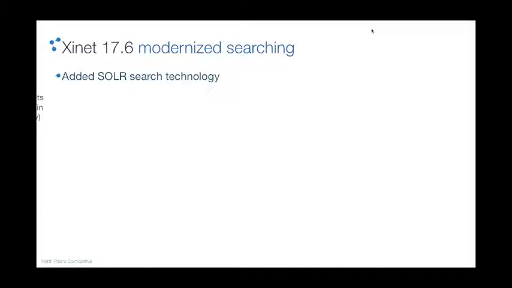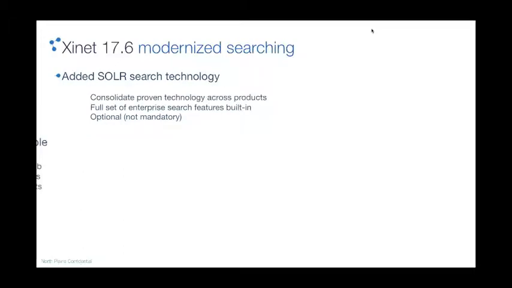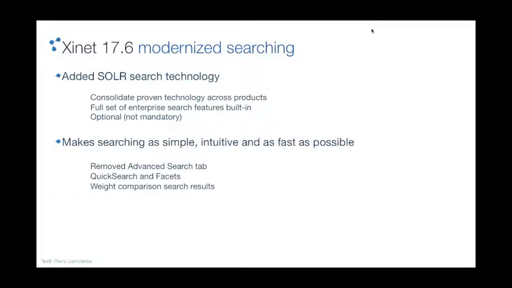So it's highly scalable. It supports faceted searching. It supports stemming. It comes with a lot of APIs built in. And again, as I mentioned earlier, we've made this an option in this first release. Why did we implement it? This is mainly to make searching as simple and intuitive and as fast as possible. So we want the search tool to be minimized, specific, fast, intuitive, and give you what you need more predictably.